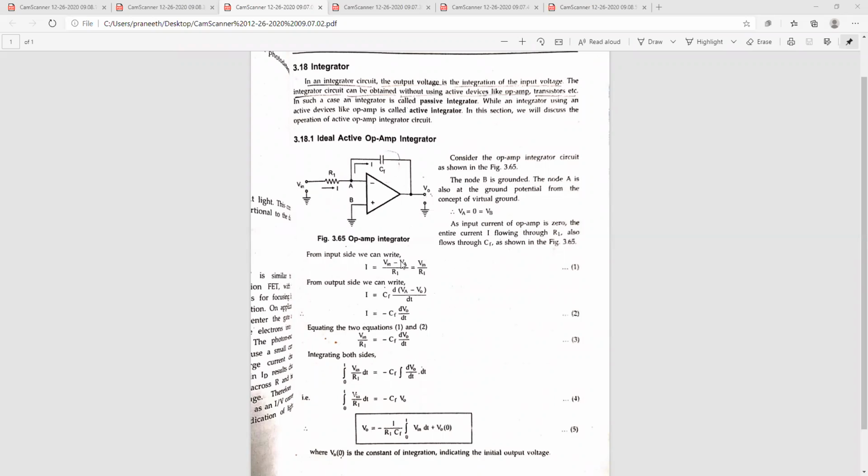So I equals CF into d(VA minus V0) by dt. As we know, VA is 0, so my equation becomes I equals minus CF dV0 by dt.